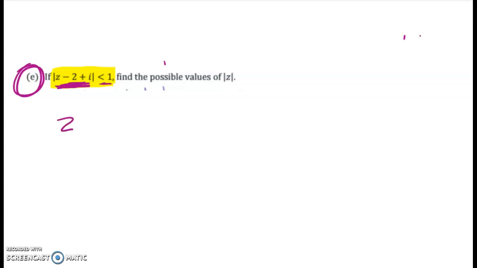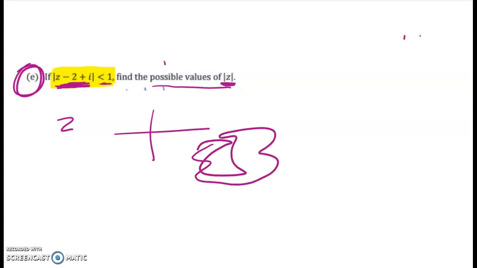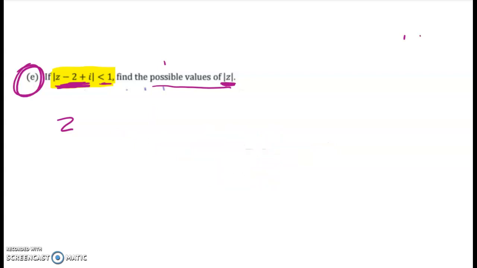But we're not interested in just finding the points. So the points we're finding are z. We want to find the possible values of the magnitude of z. So we're interested in how far is every point in my locus. So here's my z set of points. I want to know how far away are all of those points from the origin. So we'll start off with a little bit of algebra.